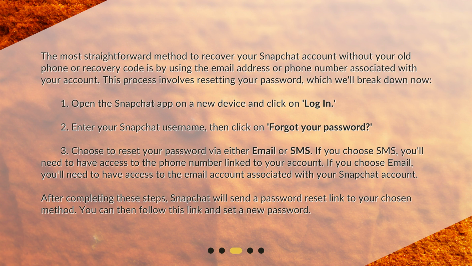1. Open the Snapchat app on a new device and click on Log In. 2. Enter your Snapchat username, then click on Forgot your password? 3. Choose to reset your password via either email or SMS. If you choose SMS, you'll need to have access to the phone number linked to your account. If you choose email, you'll need to have access to the email account associated with your Snapchat account.